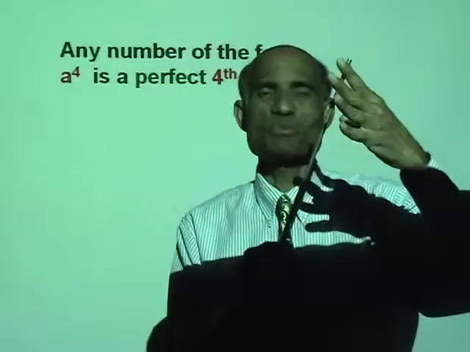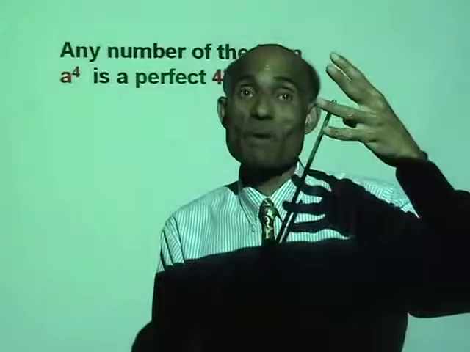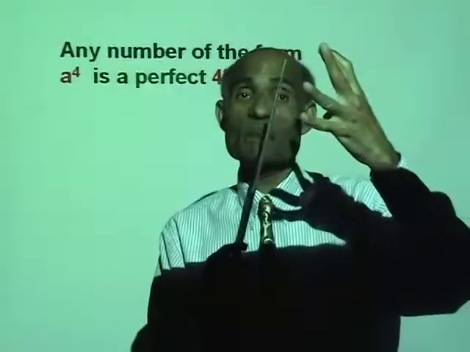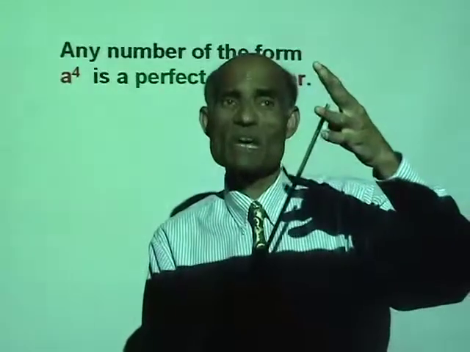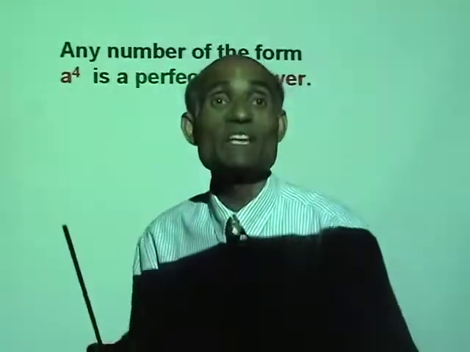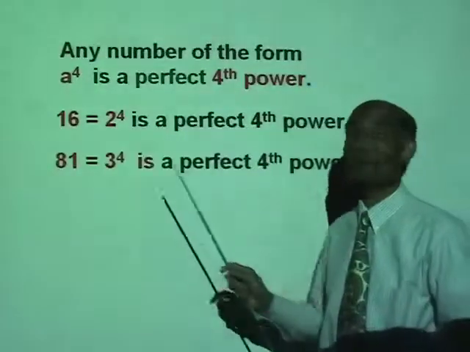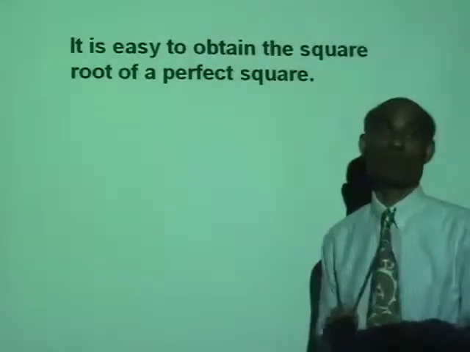Look at this. 2 times 2 times 2 times 2. What is that number? It's 16. 2 to the power 4 is 16. 16 is a perfect fourth power. 3 times 3 times 3 times 3. What is that number? 3 raised to the power 4 is 81. 81 is a perfect fourth power. So 16 is a perfect fourth power, 81 is a perfect fourth power, and so on.